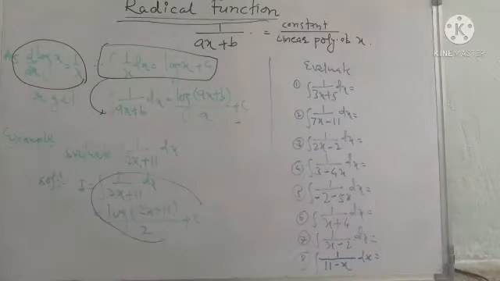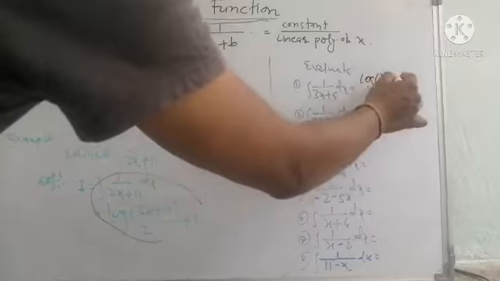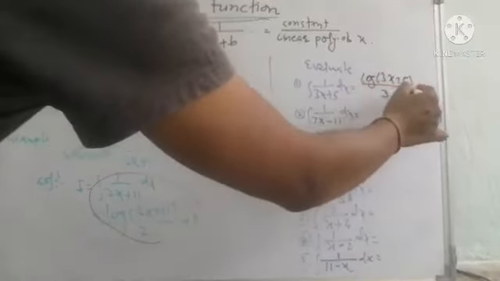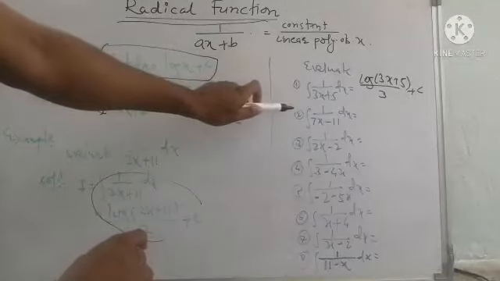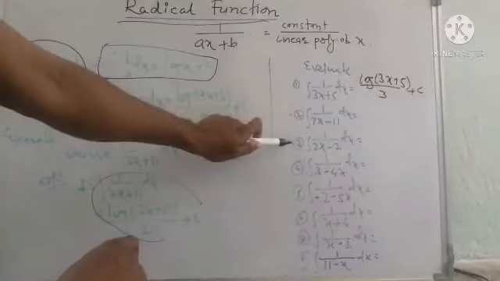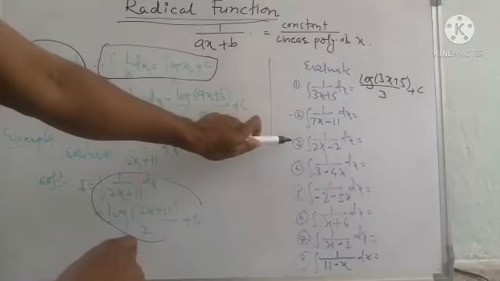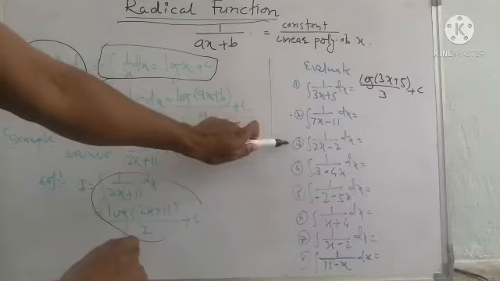As you can tell me, the integration of 1 upon 3x plus 5 is log of 3x plus 5 divided by coefficient of x, which is 3, plus c. Similarly, 1 upon 7x minus 11 has integration log of 7x minus 11 divided by 7 plus c. Integration of 1 upon 2x minus 5 with respect to x is log of 2x minus 5 divided by coefficient of x, 2, plus c.